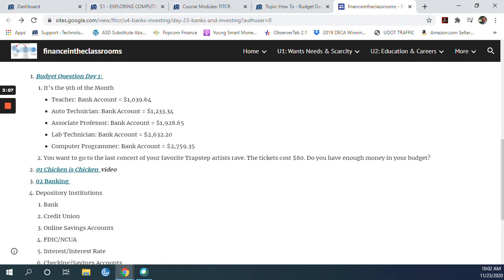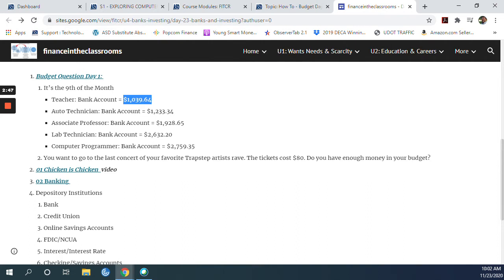So I'm going to pretend that I'm the teacher, and I would open up my little cell phone calculator or any small simple calculator. I like to use the cell phone calculator because that's what you're going to have in real life. And I type in 1039.64 and then hit the subtract key.